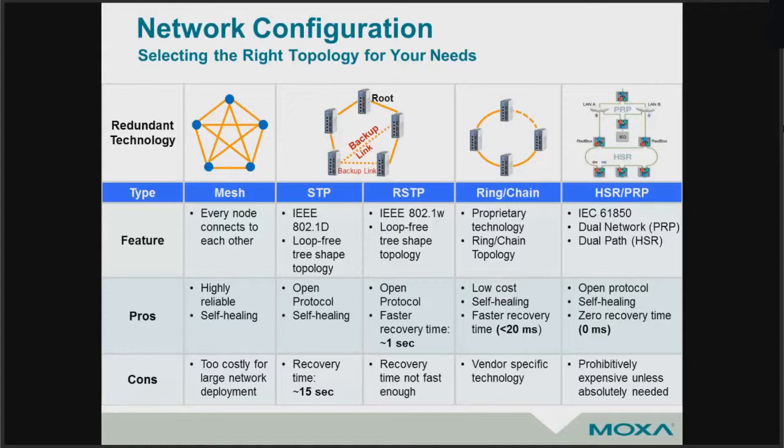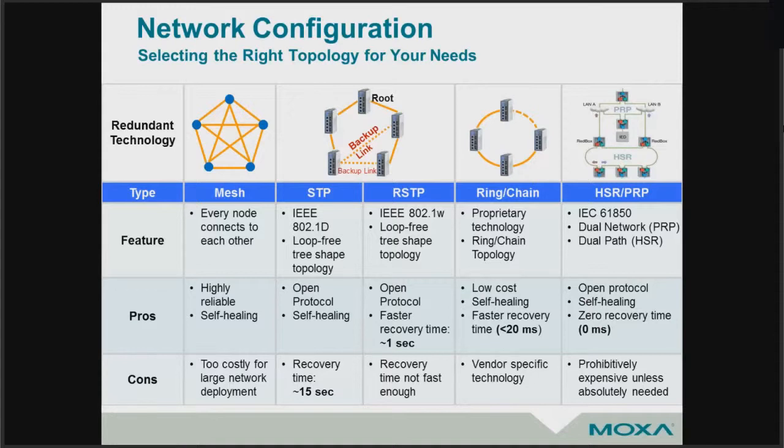Next would be moving into rapid spanning tree or spanning tree protocol. Again, these are open, but depending on the protocol, you can see recovery times around 15 seconds for spanning tree and about 1 second for rapid spanning tree, which is pretty good, but in many cases not good enough in the event that you've got PLCs that could potentially time out.